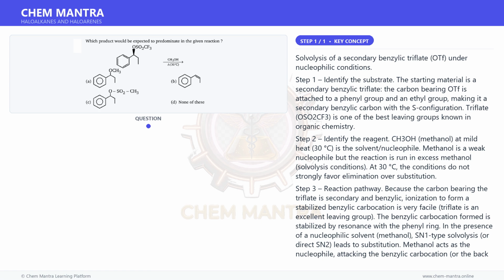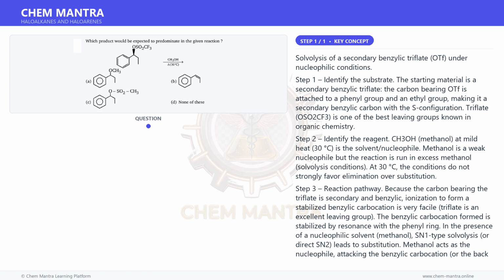Step 3. Reaction pathway. Because the carbon bearing the triflate is secondary and benzylic, ionization to form a stabilized benzylic carbocation is very facile. Triflate is an excellent leaving group. The benzylic carbocation formed is stabilized by resonance with the phenyl ring. In the presence of a nucleophilic solvent, methanol, SN1 type solvolysis, or direct SN2 leads to substitution.